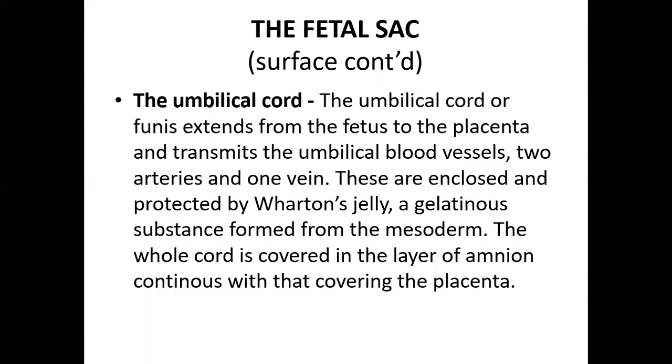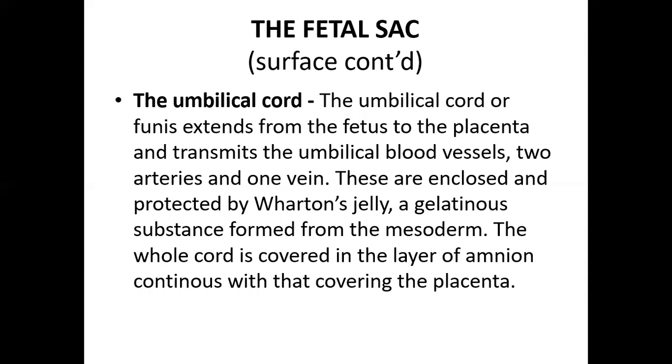Okay, let's continue. The umbilical cord. The umbilical cord or funnel extends from the fetus to the placenta, and it transmits the umbilical blood vessels, 2 arteries and 1 vein. And it's very important, again, when you are doing an examination after the delivery of the baby, you can check around and see these blood vessels. So there are 3 of them. We have 2 arteries and 1 vein. So these are enclosed and protected by Wharton's jelly, which is just a gelatinous substance formed from the mesoderm.